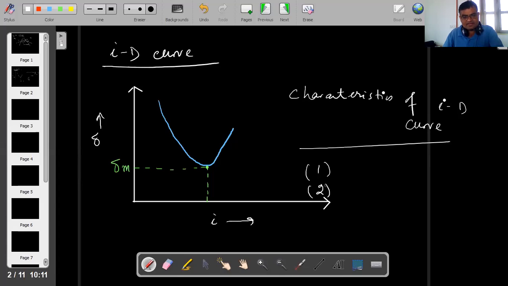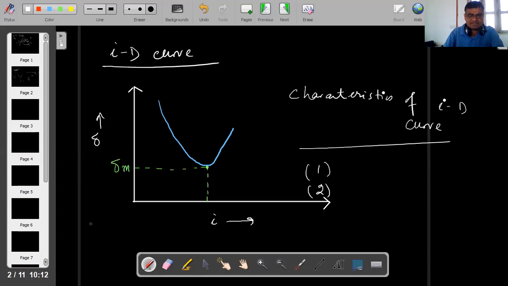Minimum deviation. On further increasing the angle of incidence, the deviation increases. Understand this?